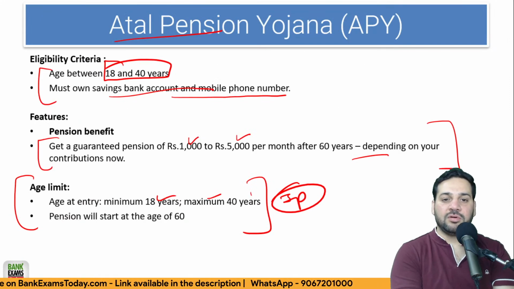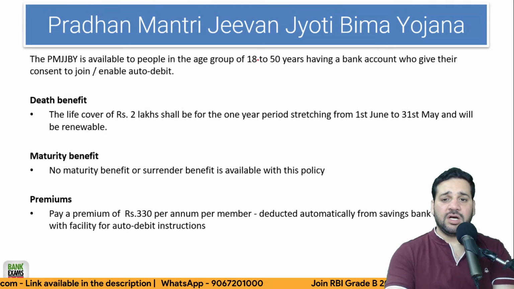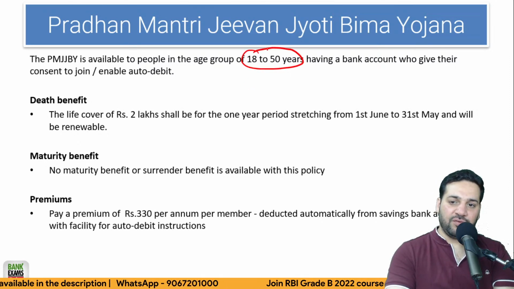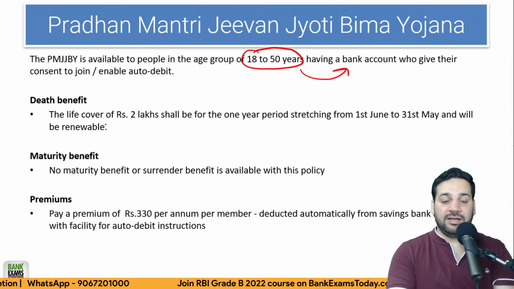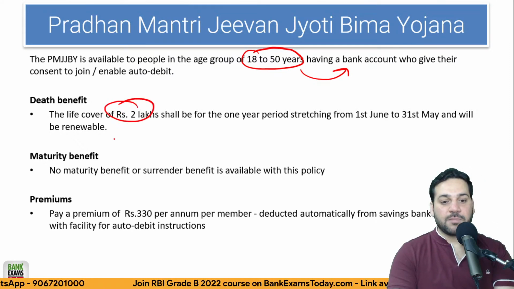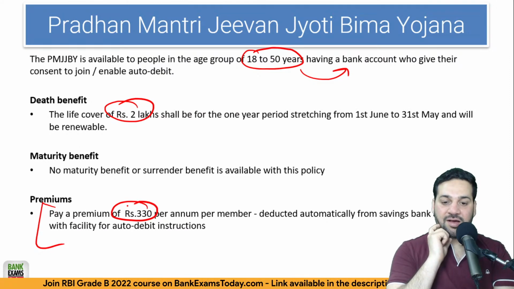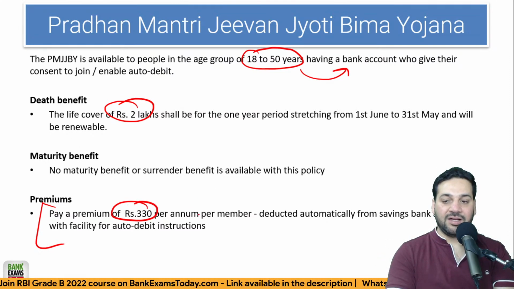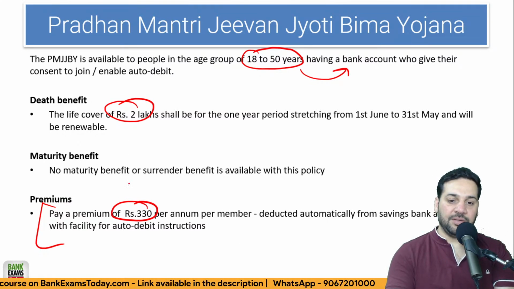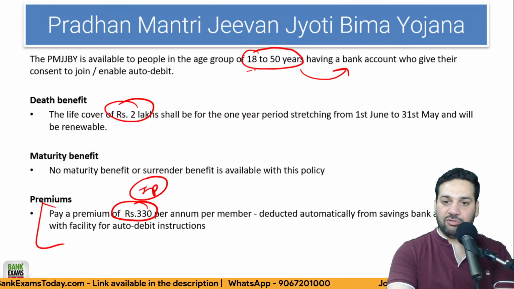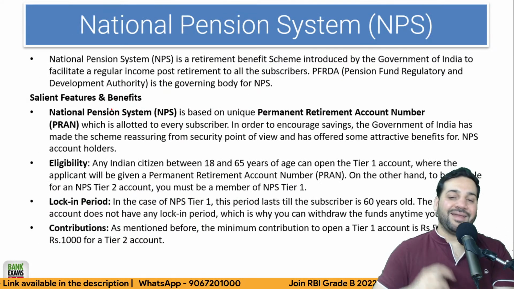Let's move forward to Pradhan Mantri Jeevan Jyoti Bima Yojana. So available to the age group of 18 to 50 years, having a bank account, who give their consent to auto debit the premium. Death cover is 2 lakh rupees only. And how much premium you have to pay? Rupees 330 per member. That is deducted from the saving bank account with the auto debit instructions. So the premium you need to remember, the eligibility you need to remember, the death benefits you need to remember. That is important.